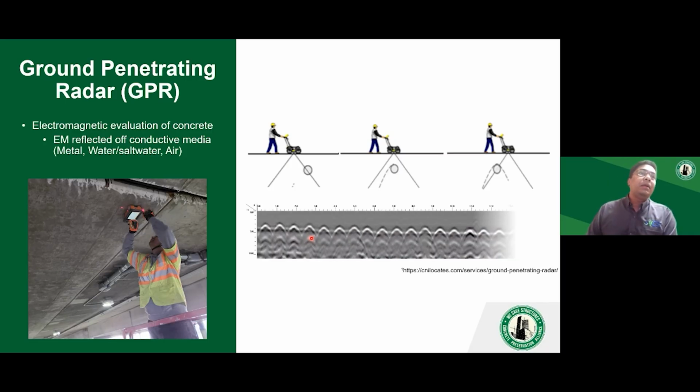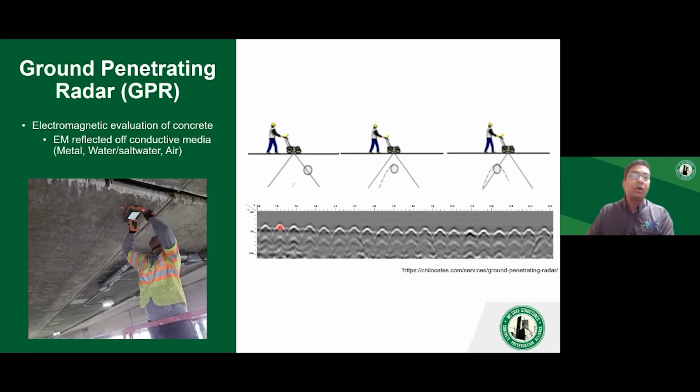This is a schematic of how typical GPR data looks like. Every peak you see on this image is the presence of a rebar or a metal object. That can be a rebar or a post-tensioning strand or a pre-stressed strand. GPR is really good at locating metal objects or objects with different dielectric properties within your concrete.